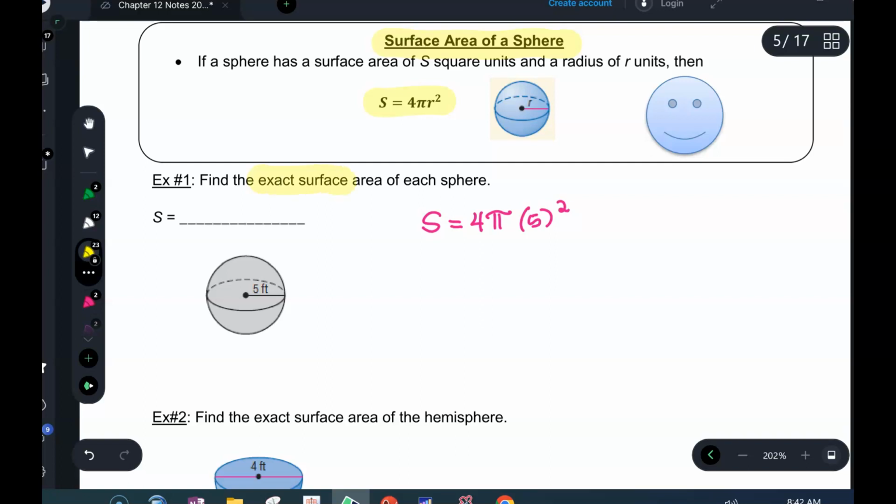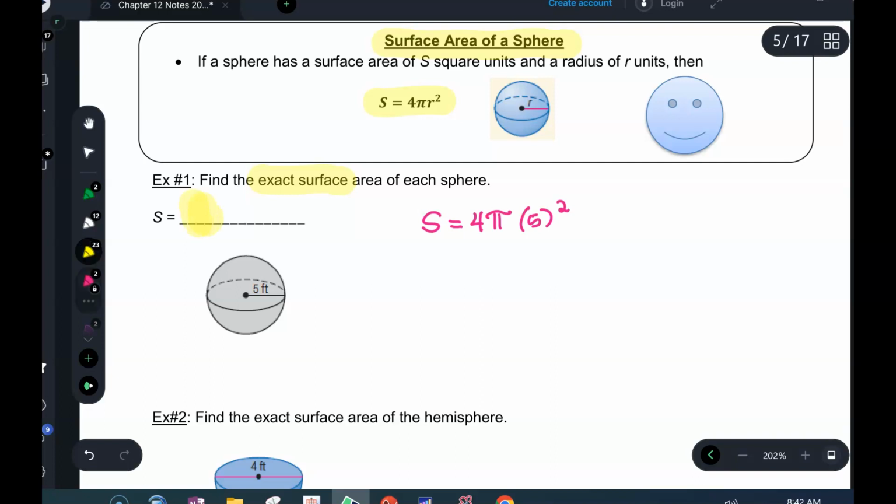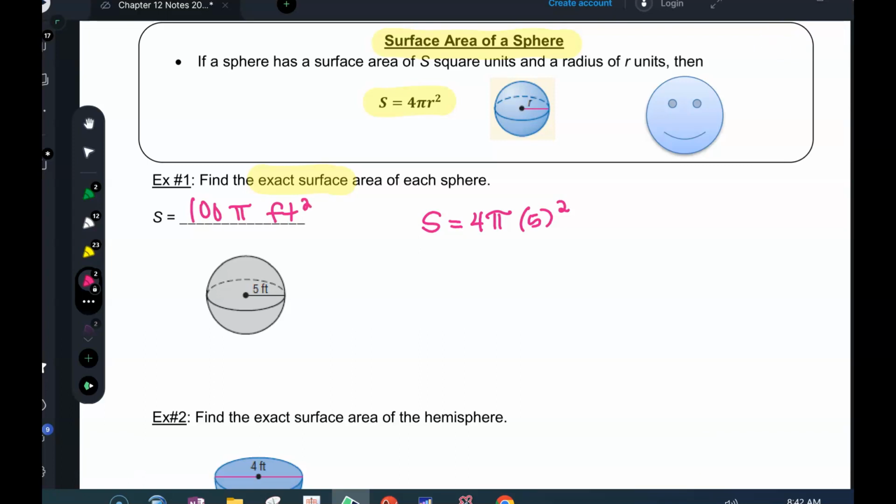Okay, if I say exact surface area, that means keep the pi. So 5 squared is going to be 25. 25 times 4 is going to be 100 pi square feet. Wait, I have a question. What's your question? For the next one, do you like to write that by 3?